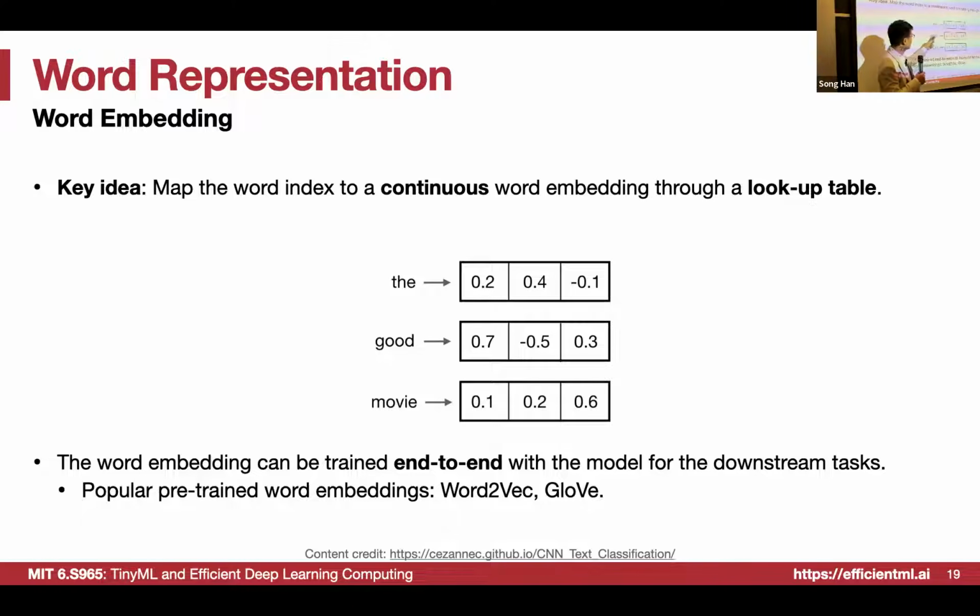So here, in "good movie", each word is mapped into a vector. There are several ways to map a word into a vector, like word2vec and GloVe. Those are some of the early pioneering work. And nowadays, we can also train the word embedding end-to-end with a language model. So in the future, just think of each word as a vector. Each word is a vector.